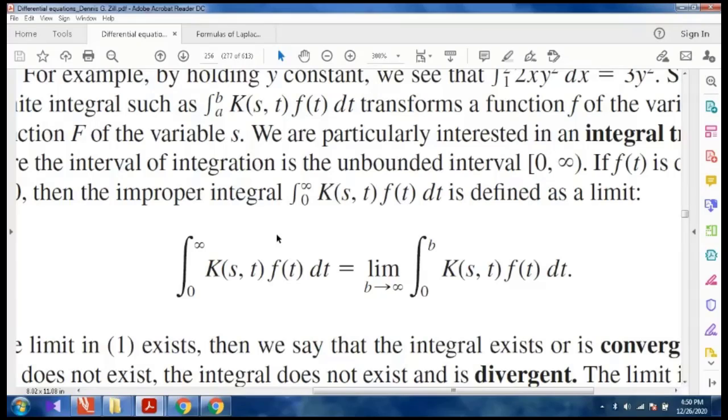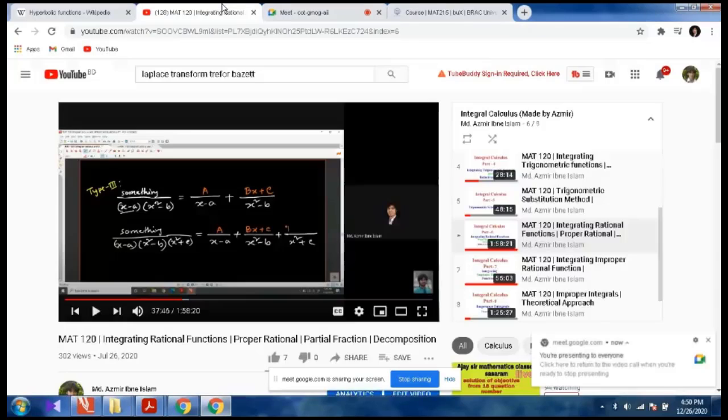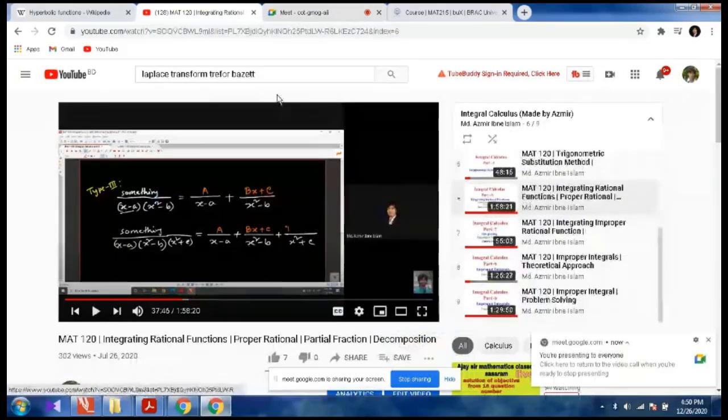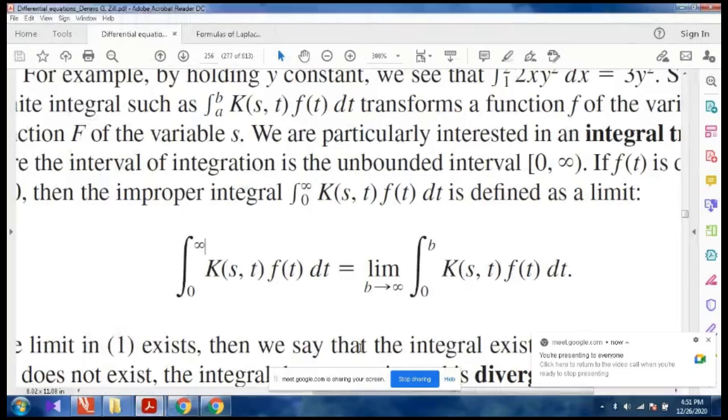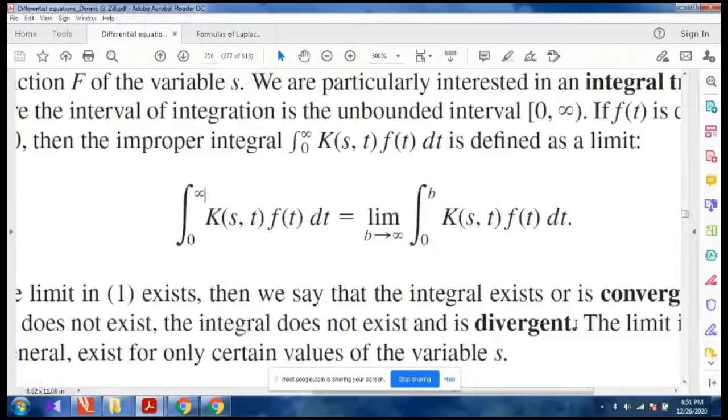We just need this notation. Integration from 0 to infinity. This is actually one kind of improper integral. We can also go through this playlist where I have discussed what an improper integral is. Okay, so actually from improper integrals we can expect two observations.